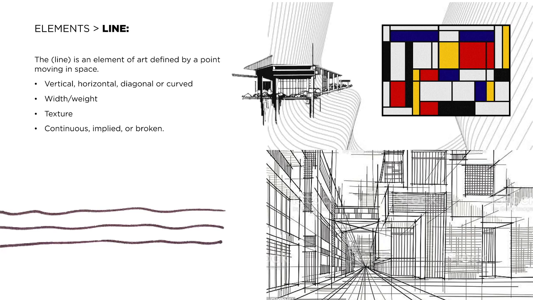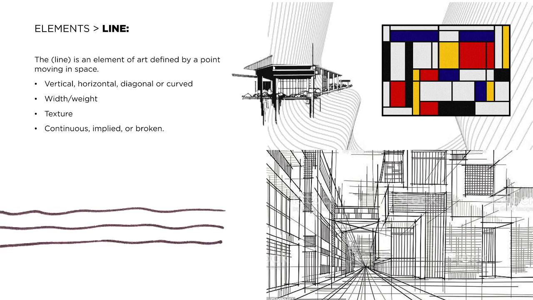Okay, so vertical, horizontal, diagonal, curve, these are all types of lines. Width and weight, the thickness of the line, in other words. Texture, because the line, texture usually comes traditionally, at least when you're putting a line across paper, paper has texture, and so that ink or whatever the material is that you're drawing the line with picks up some of that texture. So you can have texture inside your line. You can have texture in anything actually, and it can be continuous, implied, or broken.